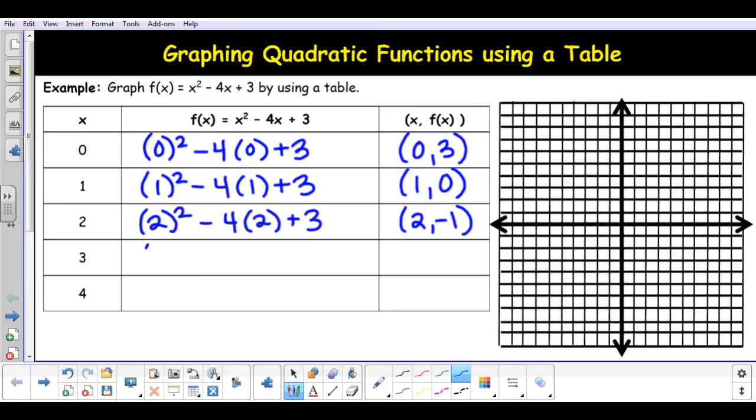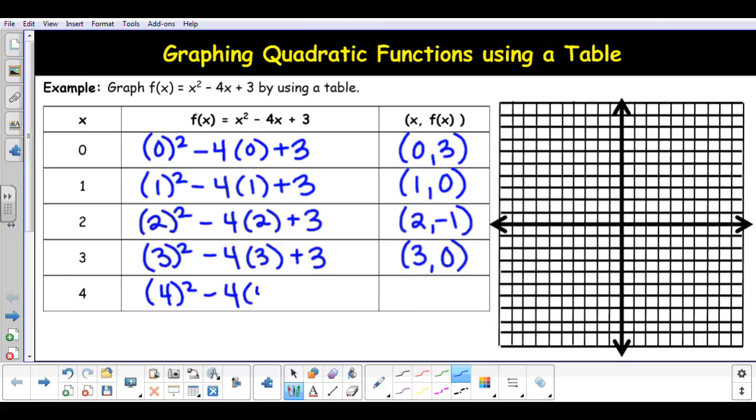Then I'm going to plug in 3. So 3 squared subtract 4 times 3 plus 3 will give me a y coordinate of 0. So my point is 3, 0. And then my last point is 4 squared subtract 4 times 4 plus 3. And that'll give me a y coordinate of 3. So that point will be 4, 3.